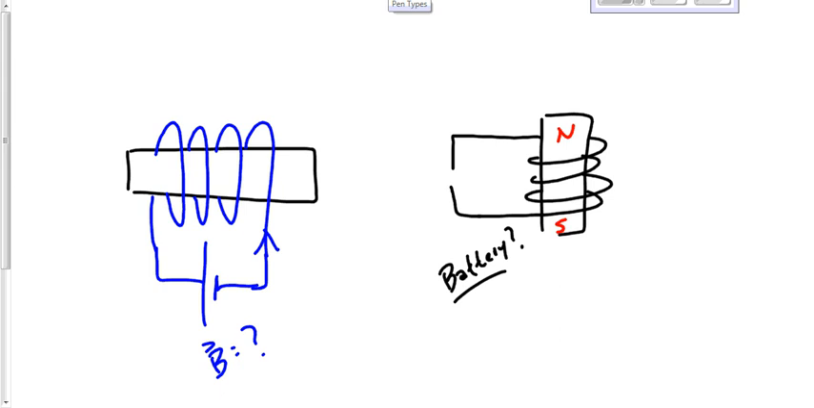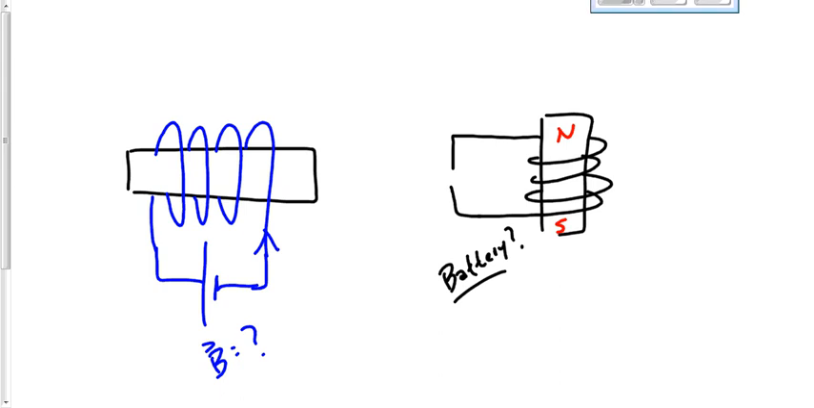Now, what should you use for this one? Conventional current, electron current? I'm not specifying there, right? If I don't specify, it doesn't really matter. I would personally go with electron current, but it doesn't make any difference as long as you are consistent.